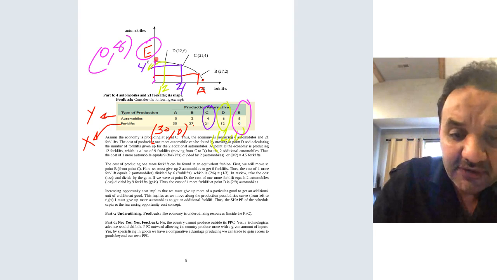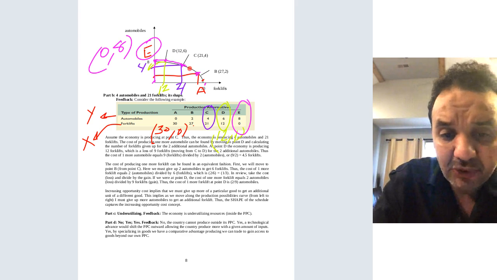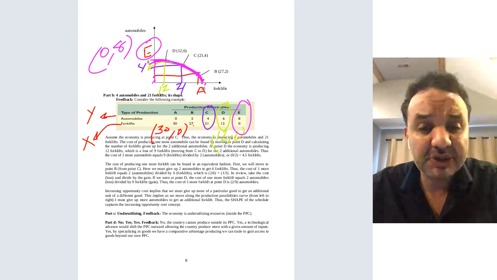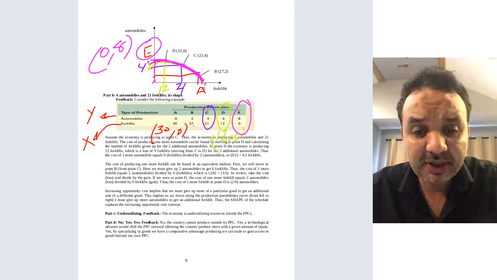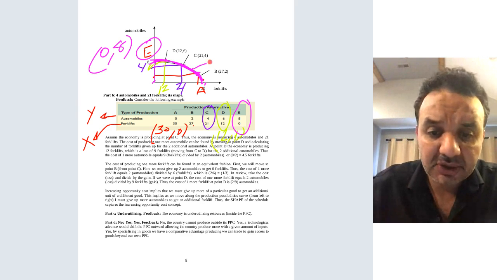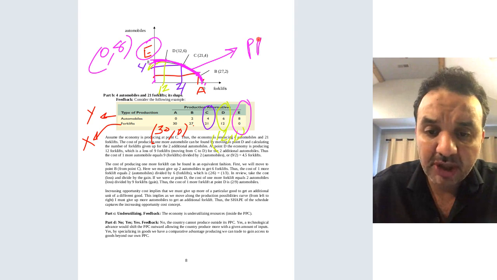Okay, so we have different points: E, D, C, B, and A. If you connect all these points, as I said before, it's almost similar to the budget line. Maybe one of the differences is that this is a curve, not a straight line. But anyway, this is what we call PPC.